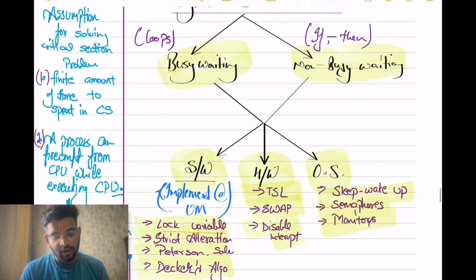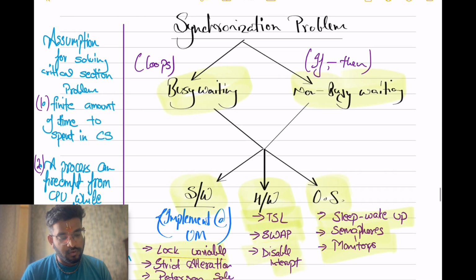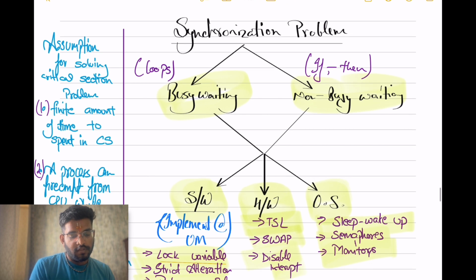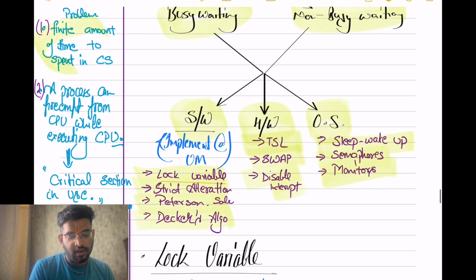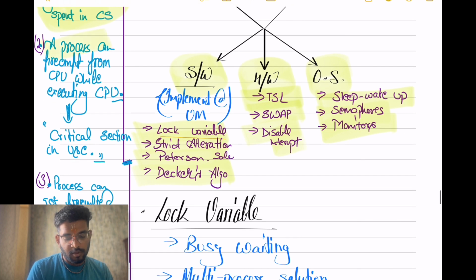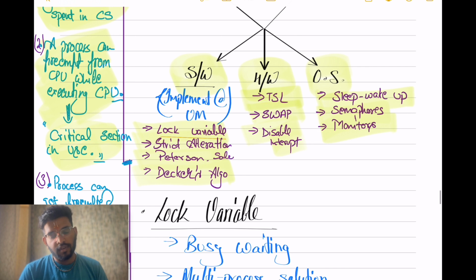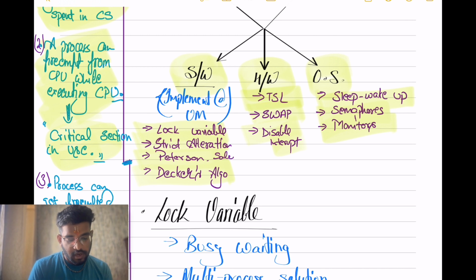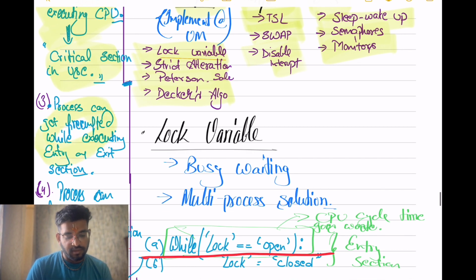Semaphore, strict alternation, and Peterson's solution are important with respect to GATE. Assumptions for solving the critical section problem. First, a finite amount of time is spent in the critical section. Second, a process can be preempted from the CPU while executing in the critical section, meaning even if a process is executing the critical section, it can get preempted. A process can also get preempted while executing the entry section.